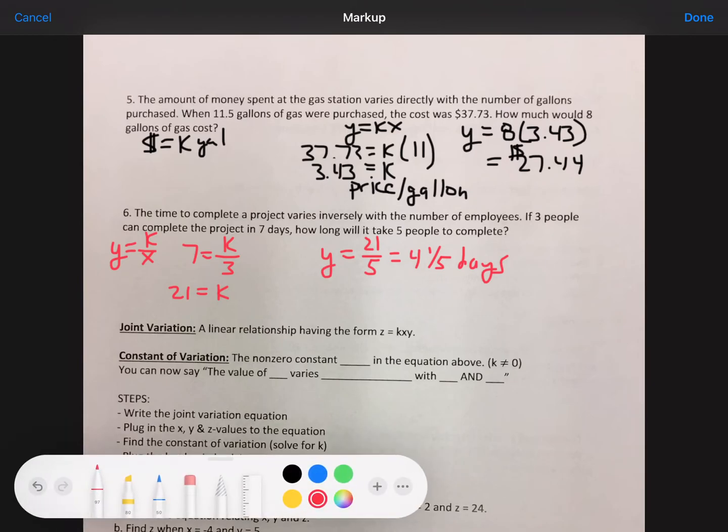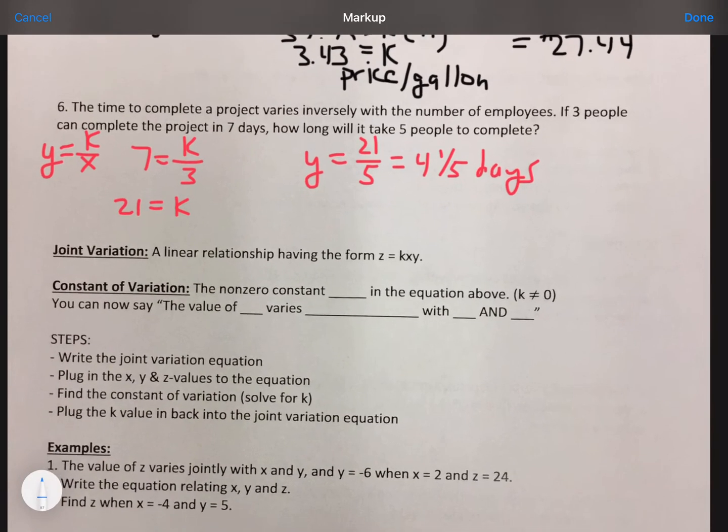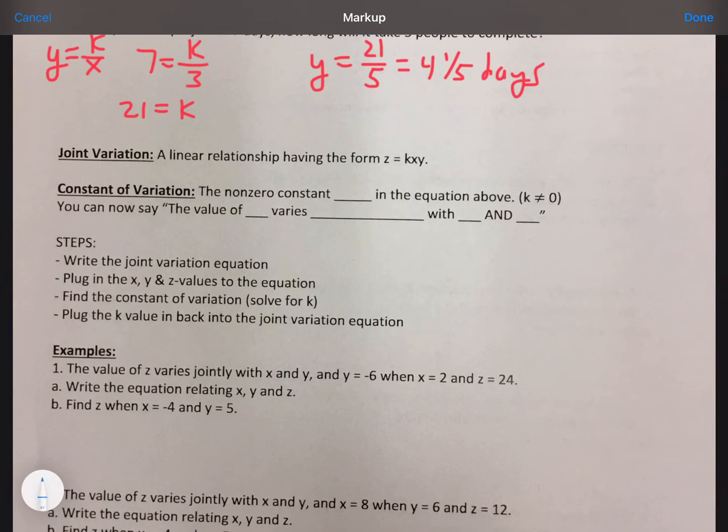All right, now we're going to talk about joint variation. This is a relationship having the form z equals k times x times y. So now we have 3 variables. The non-zero constant k in the equation is still there. You can now say z varies jointly with x and y.